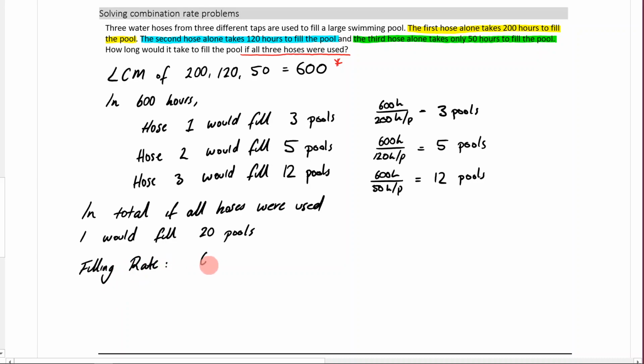Well, I would say 600 hours per 20 pools. And now, what are we trying to find? We're trying to find how long it would take to fill one pool. So what I'm going to do is divide both sides by 20. And that's going to leave me with 600 hours divided by 20 will be 30 hours, and 20 divided by 20 will be one pool.